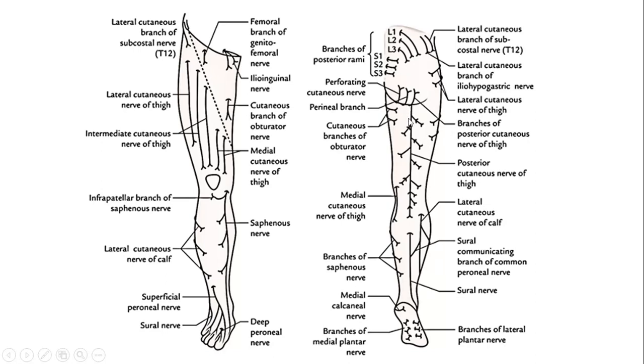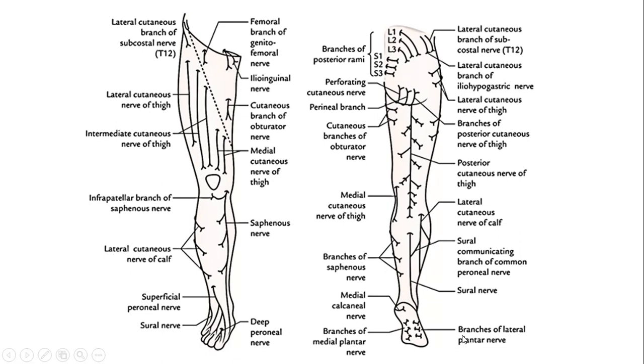Here is the posterior cutaneous nerve of the thigh. Then on the medial side, here above are the cutaneous branches of the obturator nerve, and here low down is the medial cutaneous nerve of the thigh. On the lateral side of the leg we see the lateral cutaneous nerve of the calf, and here in the midline is the sural nerve, very important sural nerve, going up to the lateral malleolus. On the medial side are the branches of the saphenous nerve which is supplying.